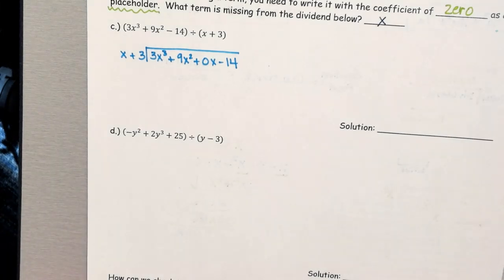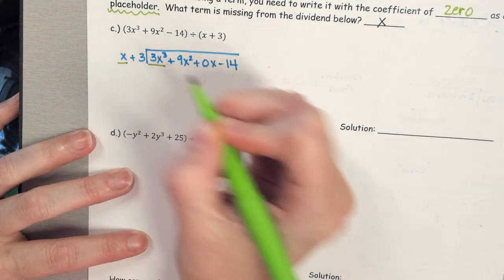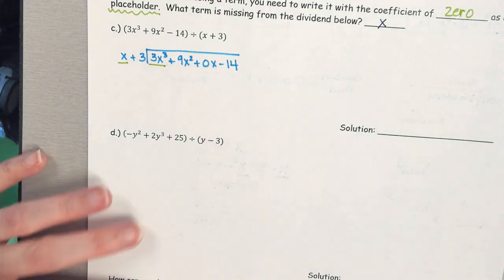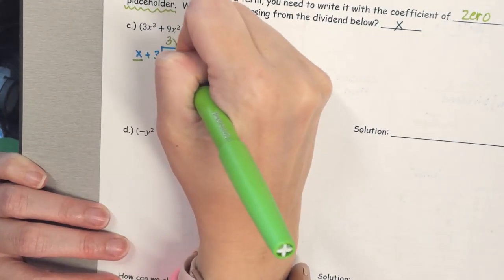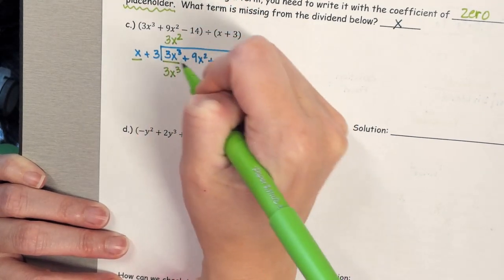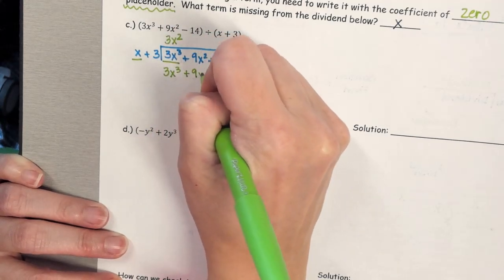All right, so we're going to start this the same as the other one, where you're going to look at that 3x cubed and that x, and you can either divide or ask yourself what times x is going to give you 3x cubed. Yeah, what is it? 3x squared. So if you multiply 3x squared times x, you'll get 3x cubed. And then 3x squared times 3 is plus 9x squared.